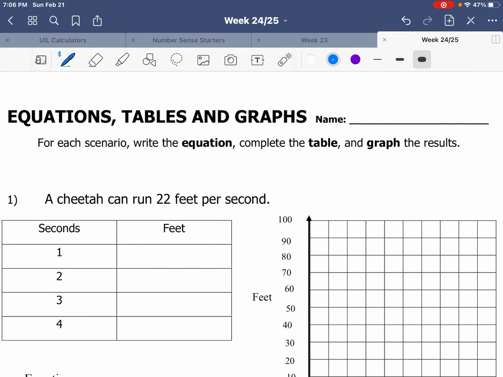Okay, everybody, this is our last set of notes for Unit 8. Just one more reminder of how an equation, a table, and a graph can represent a word description. So we have this description. A cheetah can run 22 feet per second.